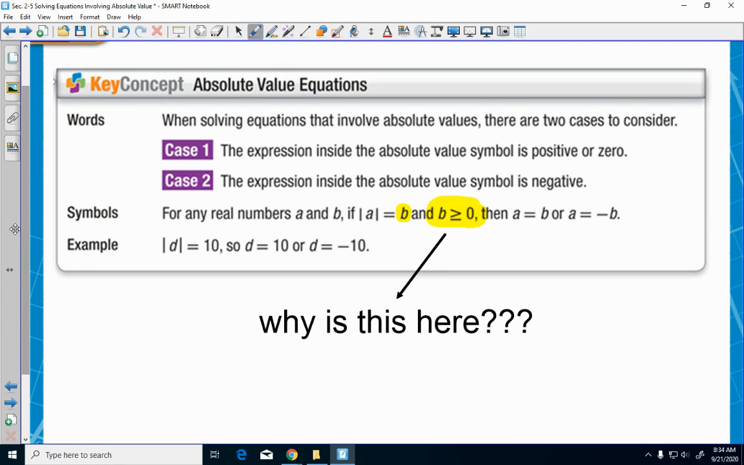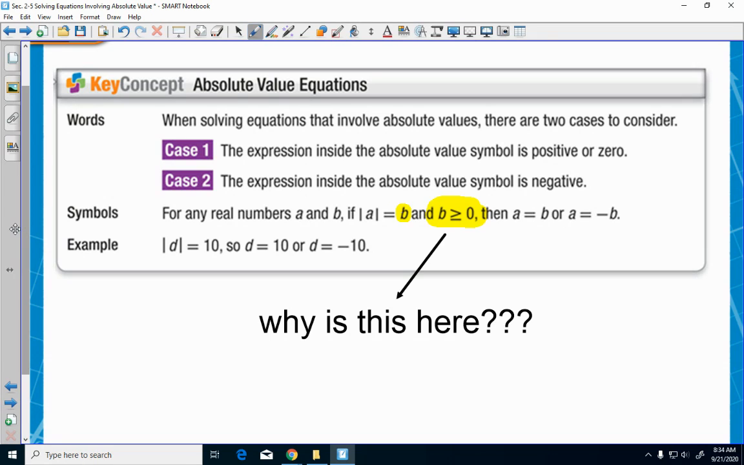Okay, so if you're solving an absolute value equation, there's 2 things you got to consider. What if the expression inside is positive or 0? Either one of those options. Secondly, what if the expression inside of there is negative? And so we'll look at those 2 scenarios moving forward.